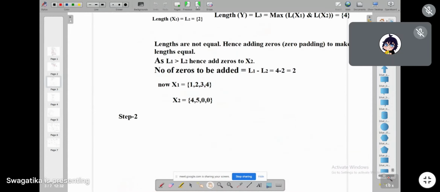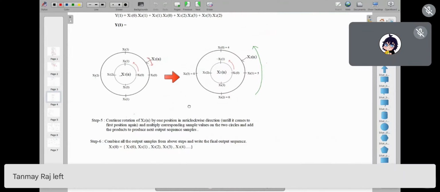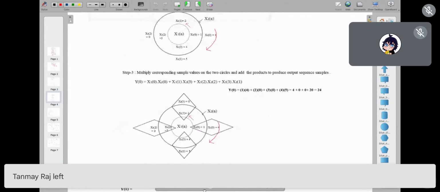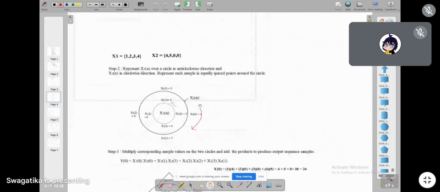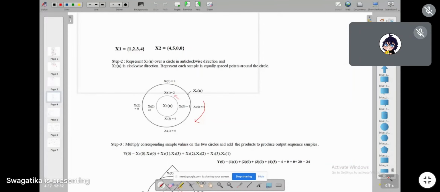Ma'am, the first sequence will be in anti-clockwise direction, then the next one will be in clockwise direction. So here, this was the question: 1, 2, 3, 4 and 4, 5, 0, 0, right? So how will you represent now? See, x1 I have written in anti-clockwise direction, right? 0, 1, 2 and 3. Now x2 I have written in clockwise direction, x2: 0, 1, 2 and 3.